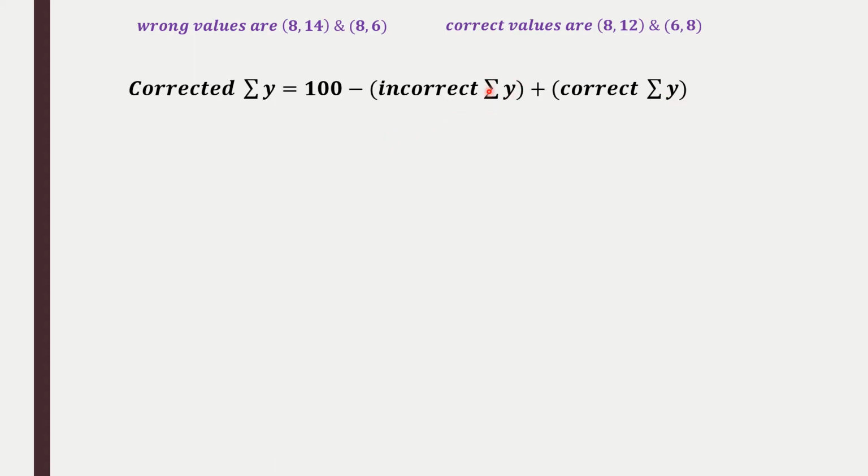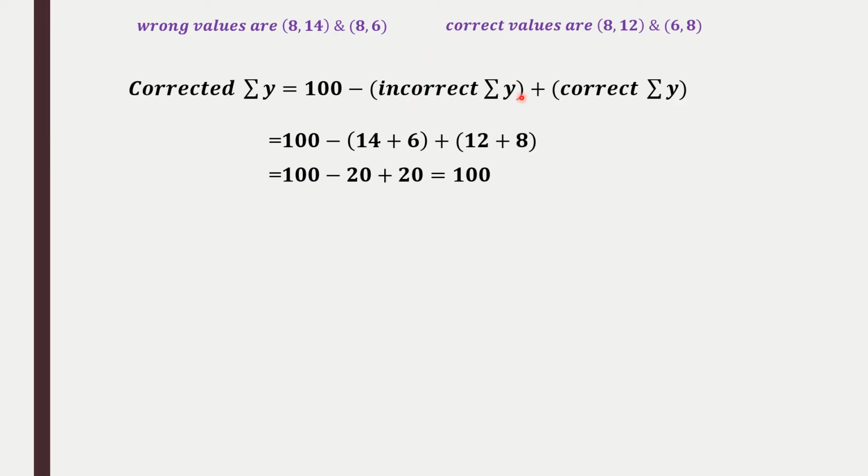So what was the incorrect summation y? Now the y values in the wrong values are 14 and 6. And the correct values are 12 and 8 for the variable y. So we have to subtract the incorrect. 14 plus 6 has to be subtracted and 12 plus 8 has to be added.